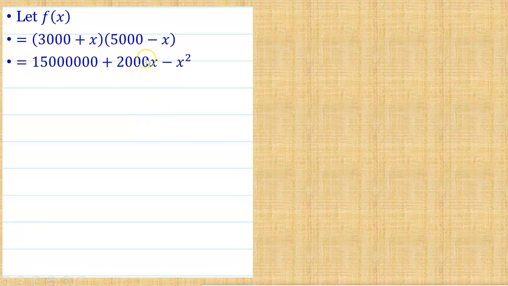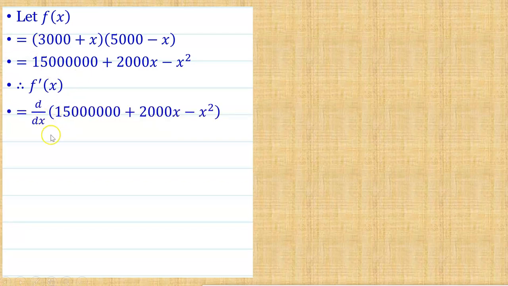Okay, let f of x be equal to 3000 plus x into 5000 minus x. It's a multiplication, 3000 into 5000, that is 150 lakhs plus 2000x minus x square. And therefore the first derivative f dash of x is equal to d/dx of 150 lakhs plus 2000x minus x square. The derivative of the constant is 0.